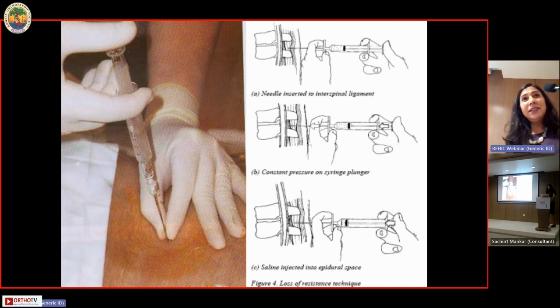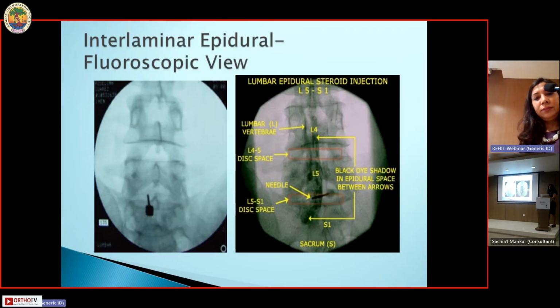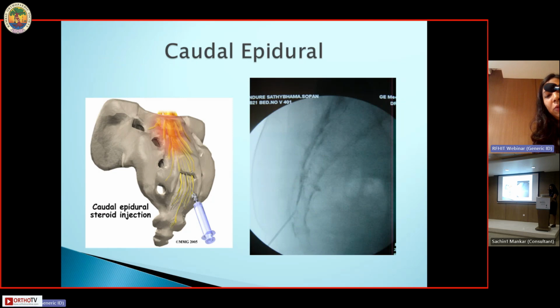So this is the interlaminar epidural. It's restricted for certain cases, but if you know it, it's a good thing to know. There are some studies to say now that if you are in the lateral recess, ipsilaterally, the dye spread is quite good and it does go into the anterior epidural space. But we always follow that the drug will follow the path of least resistance. So we usually do transforaminal epidurals wherever possible.